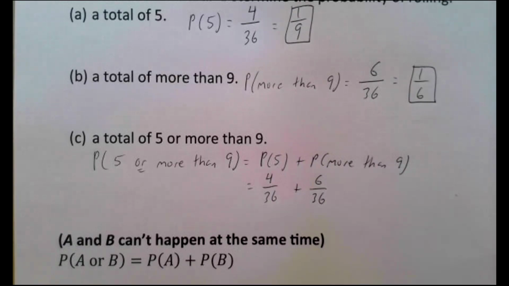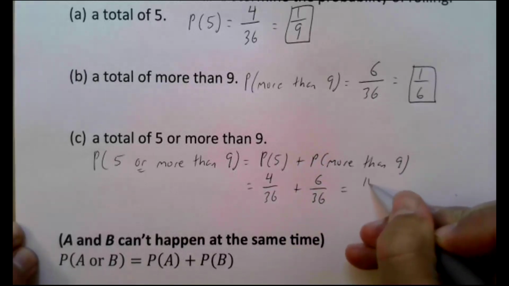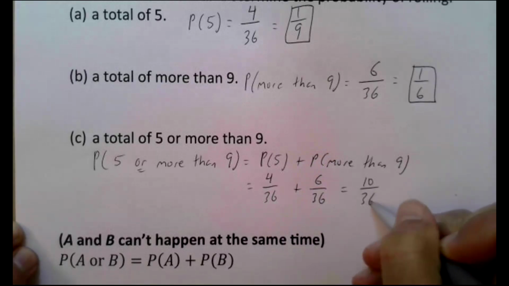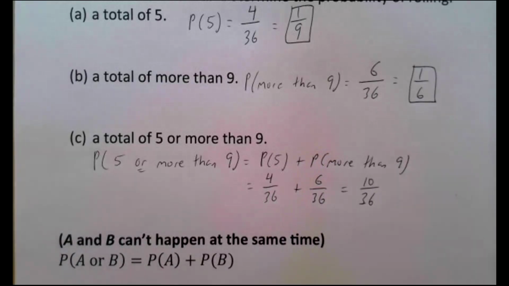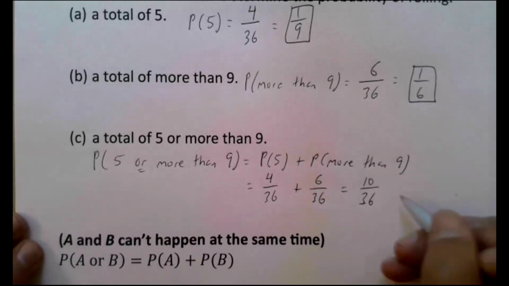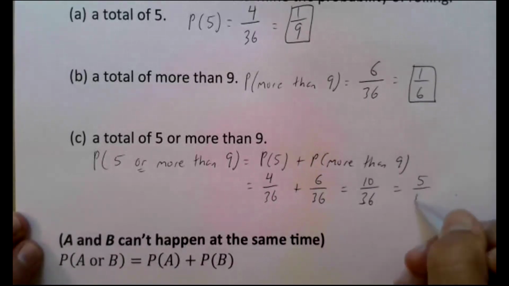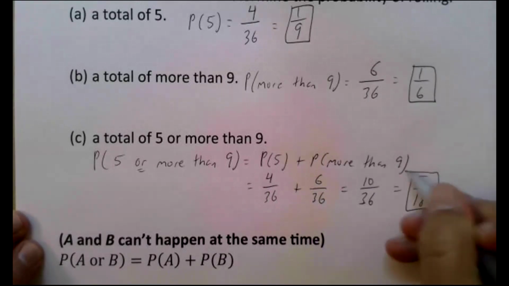It's impossible to roll 2 dice and have them add up to 5 while at the same time adding up to more than 9. So because of that, we are confident we did not do any double counting when we did the 4 plus 6. We are confident that our final answer is 10 out of 36. Well, reduce it, of course, but we are confident that 10 out of 36 is correct. If we divide top and bottom by 2, we get 5 over 18.